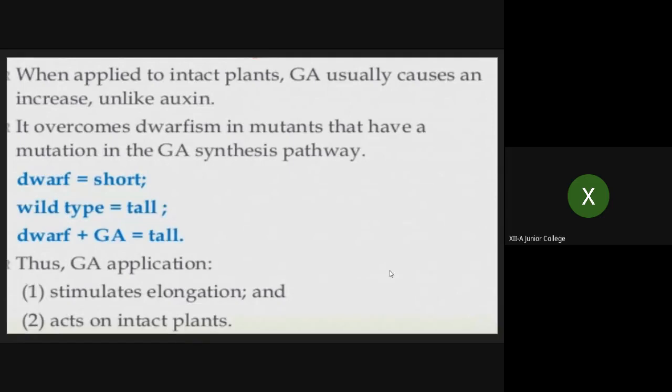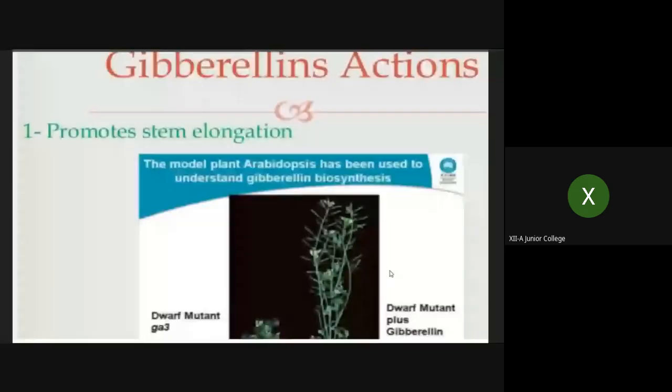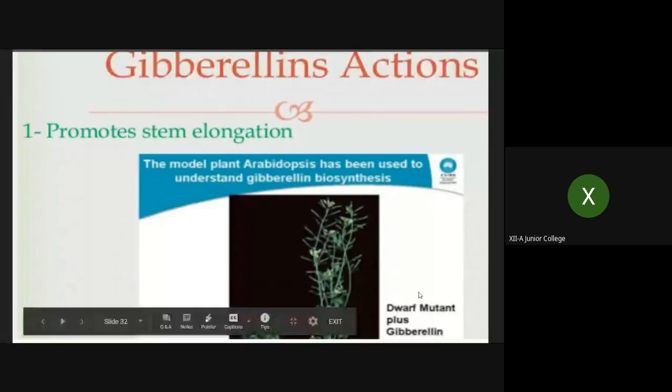Why is it tall? Because it is working in cell elongation. That's why the height is increased. Cell length is increased, so automatically the height of the plant is increased, so that it becomes tall, and it acts on the intact plant. One by one, the remaining applications we will also discuss. So the most important is what? It promotes stem elongation.